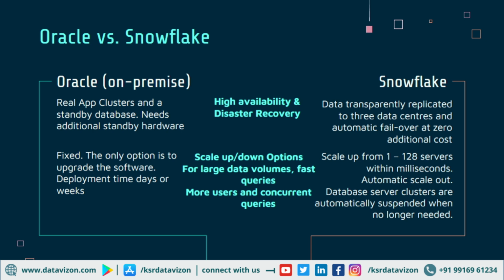Next one is the scale up and down options, for large data volumes, faster queries, more users or concurrent queries. What it means is, scale up is for large data volumes or faster queries, and scale down is for when fewer users or concurrent queries are present, right? In Oracle it will be fixed. There is nothing like scaling up or scaling down. If you want to scale up or down, you have to inject new hardware into the existing rack or existing hardware, right?